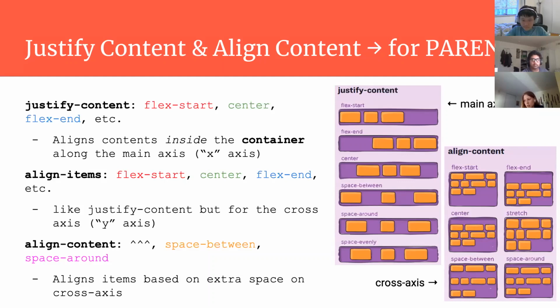Then we have what is called align content, and that's a little bit different than align items, because if you have extra space on the cross axis, it gives you new methods to space between and space around. But we can link a website later on that goes more in depth about what the difference is.